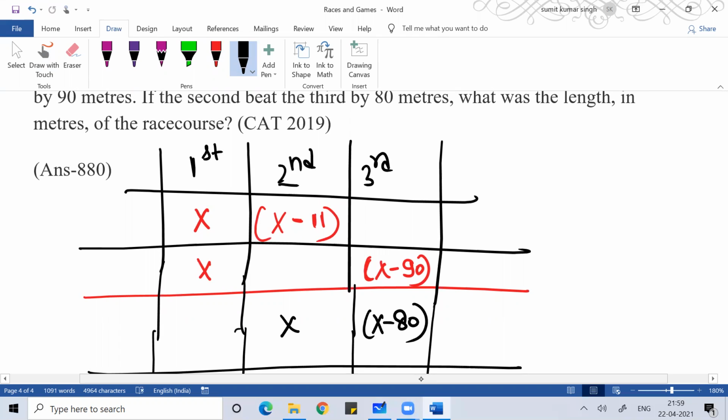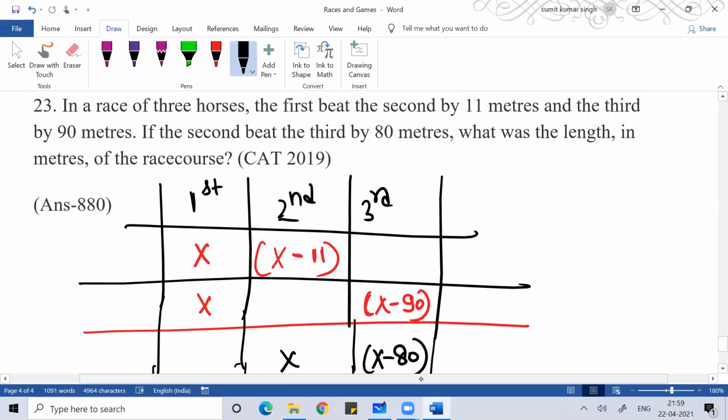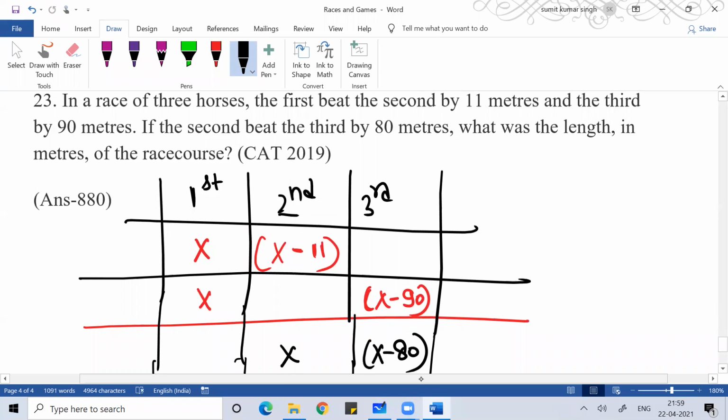What is the length of the race? You can talk in terms of ratio. Again, let me read the statement. The first beats the second by 11 meter and the third by 90 meter. So you know the ratio.